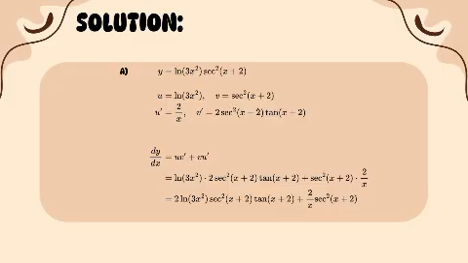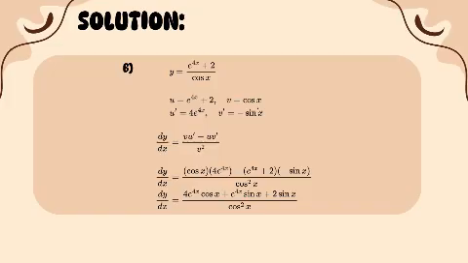the values, we will get ln(3x squared) times 2 sec to the power of (2x plus 2) tan(x plus 2) plus sec to the power of (2x plus 2) times 2 over x, and then after multiplying it, we can simplify it as the answer that's given. So for b, y equals e to the power of (4x plus 2) divided by cos x.